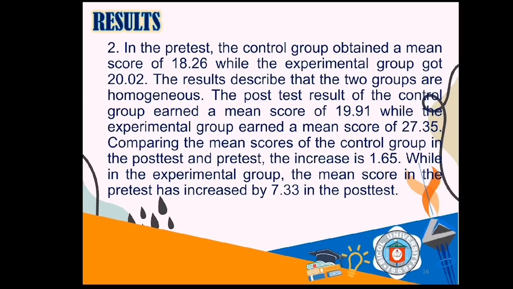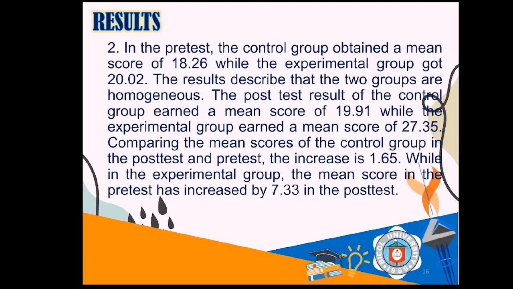It shows the result of the post-test of both the control and experimental groups, where the control group earned a mean score of 19.91, while the experimental group obtained a mean score of 27.35. So it means that comparing the pre-test and post-test mean scores of the control, there is an increase of 1.56, while the experimental group increase was 7.44.